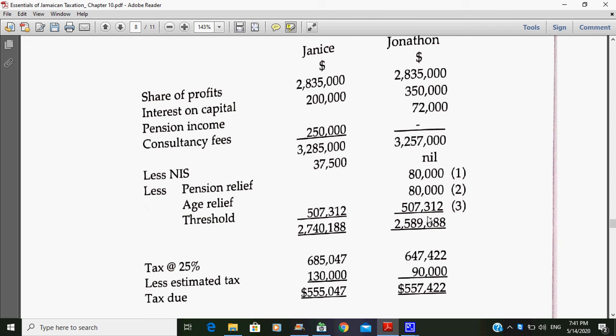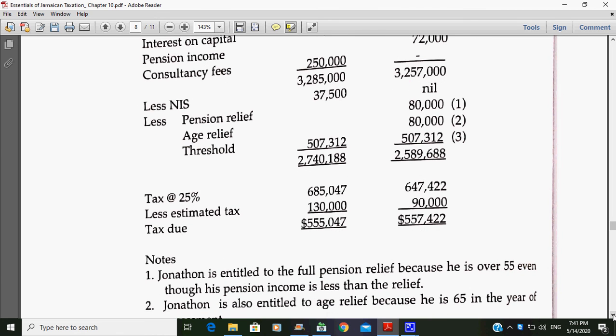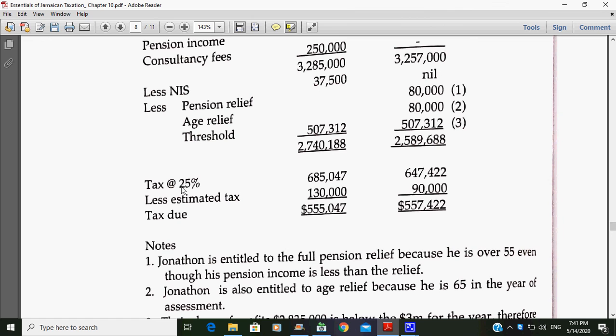And then you let your threshold as well. So what happens here, you add up these two and subtract them from the 3,285,000. You get 2,741,188. Add up all these three, subtract it from the 3,257, and you get 2,589,688. And then let's tax at 25%. You multiply 0.25 by 2,740,188, and you get 685,047, and multiply 25% by 2,589,688, and you get 647 for this one.